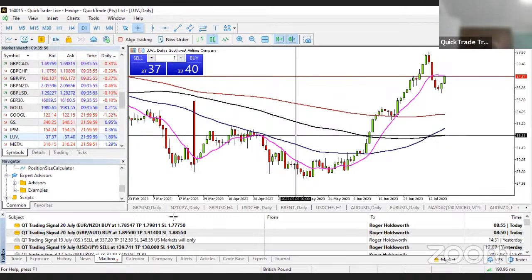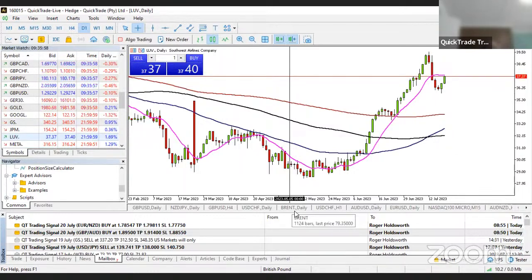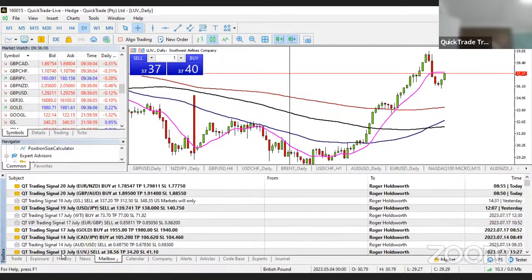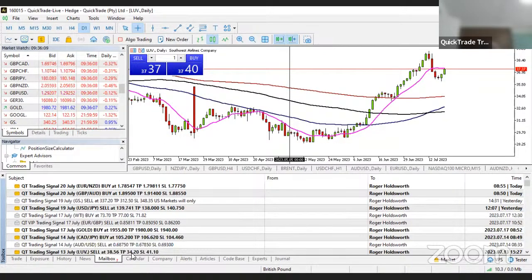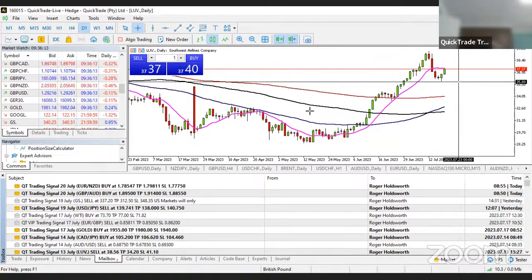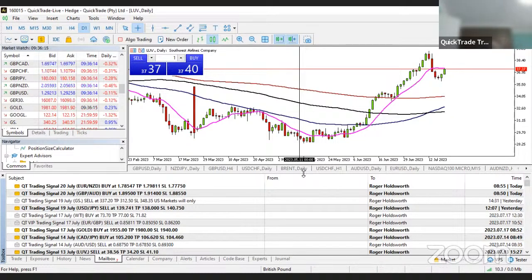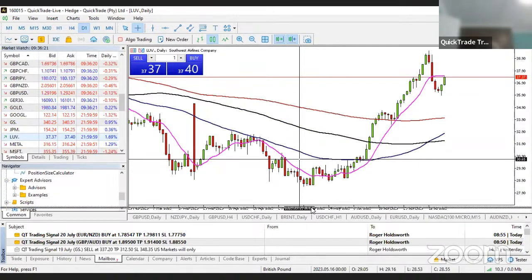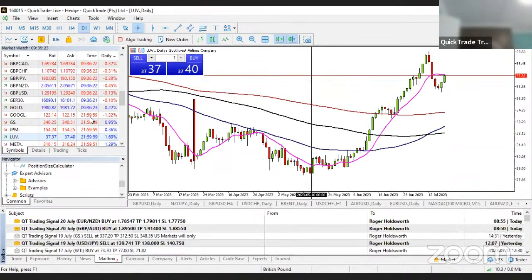Where's Love anyway? Just a second. Where is it? Down here somewhere. 34.20. Don't think it got there. No, nowhere near it, so forget that. Okay. Anyway, I've modified mine. If I get taken out, it's going to be a profit anyway. See what happens.